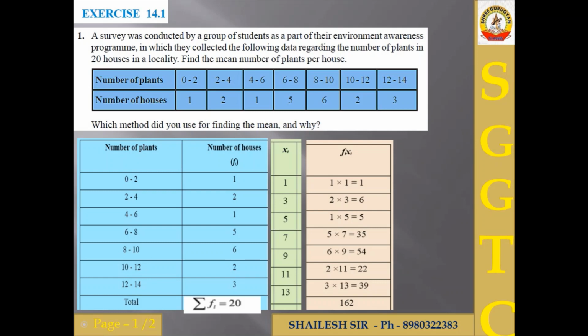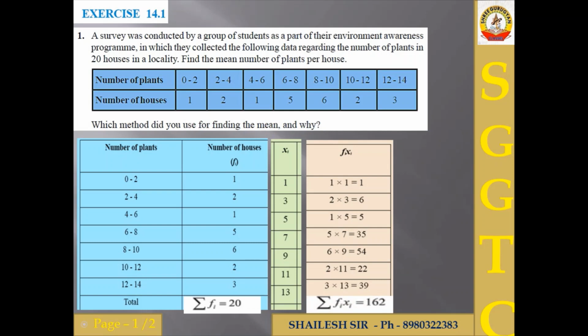Either first of all apply the method: fi into xi, the direct method. Students, any one method you apply, don't worry. fi into xi: 1 into 1 is 1, 2 into 3 is 6, 1 into 5 is 5, 5 into 7 is 35. Like that, you add all and you get 162. It is sigma fi xi.